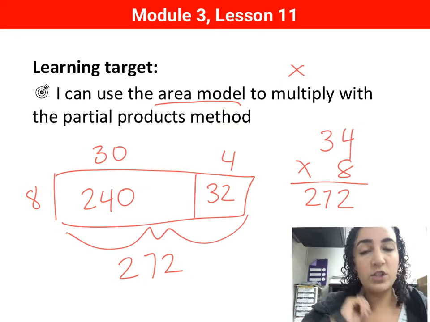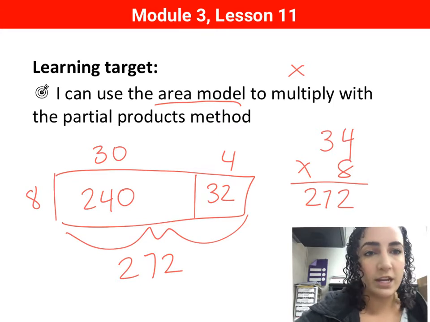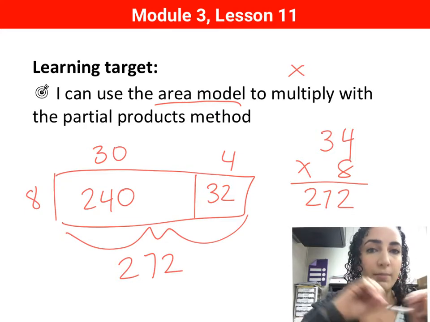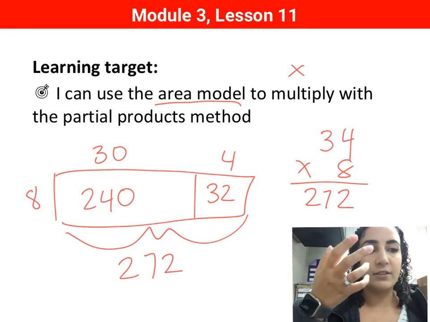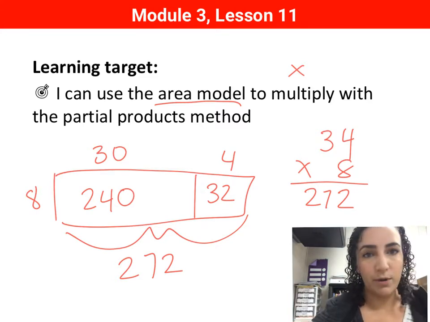So today we're going to use the area model to help extend what we know about multiplication. And basically this is just another method that you could use to solve a multiplication problem. You're splitting it up into smaller pieces and then adding those smaller pieces together. So we will do some practice before we do the problem set.